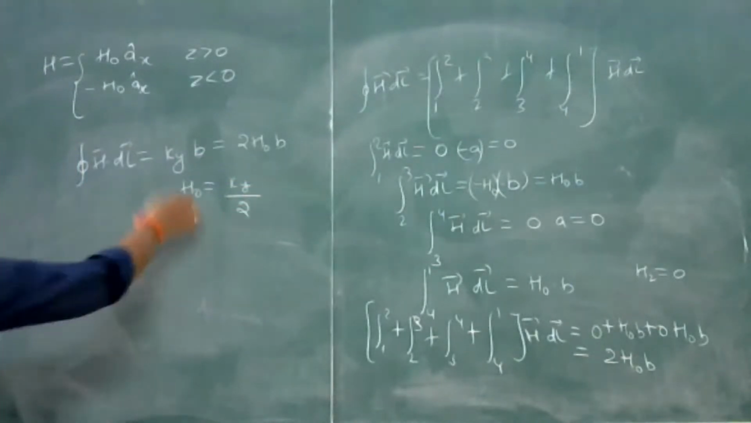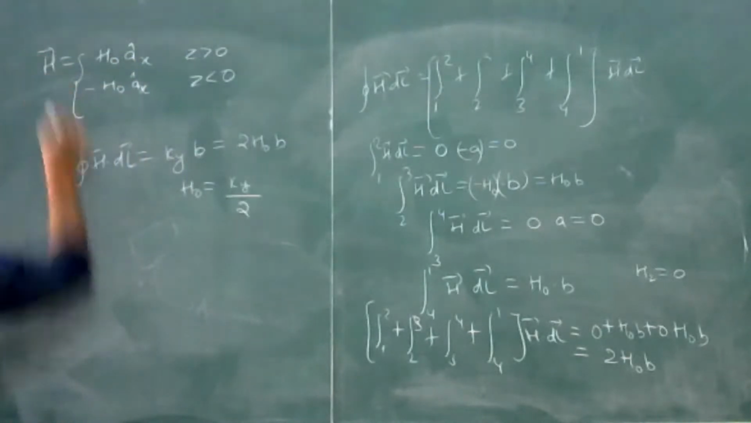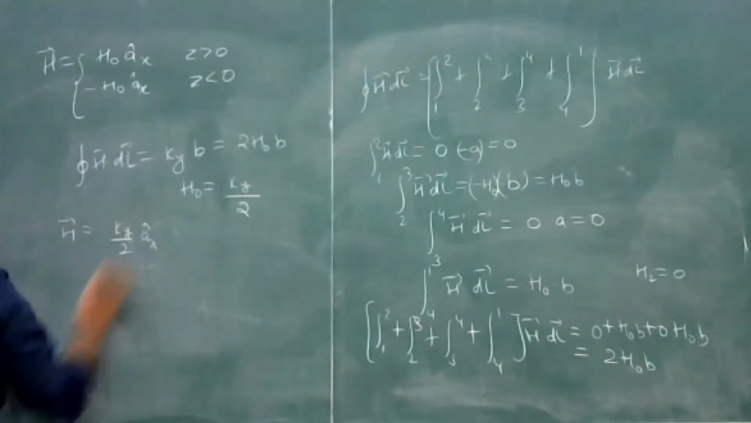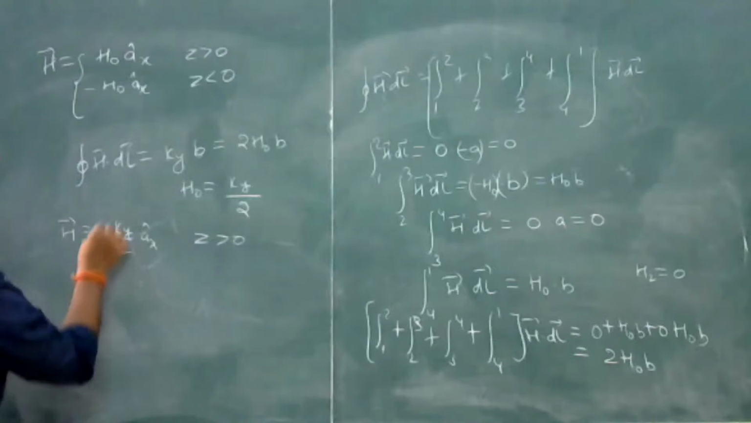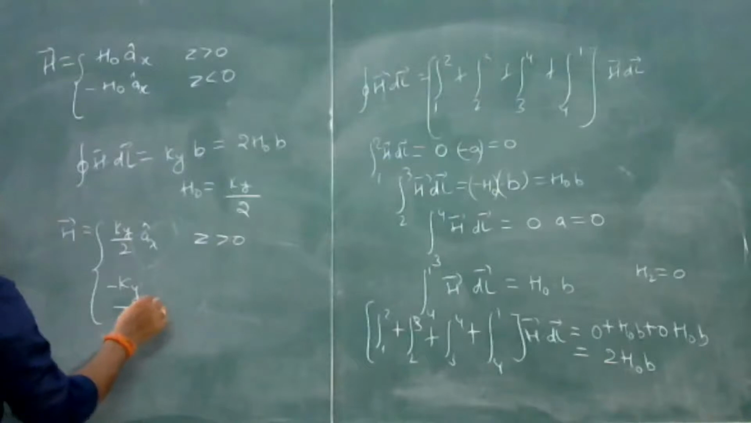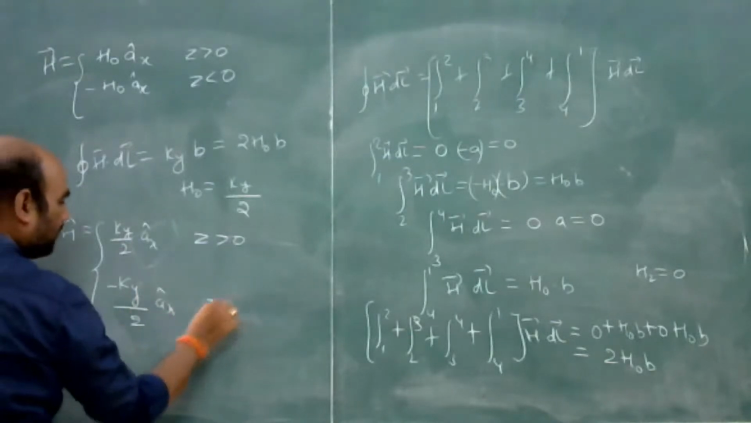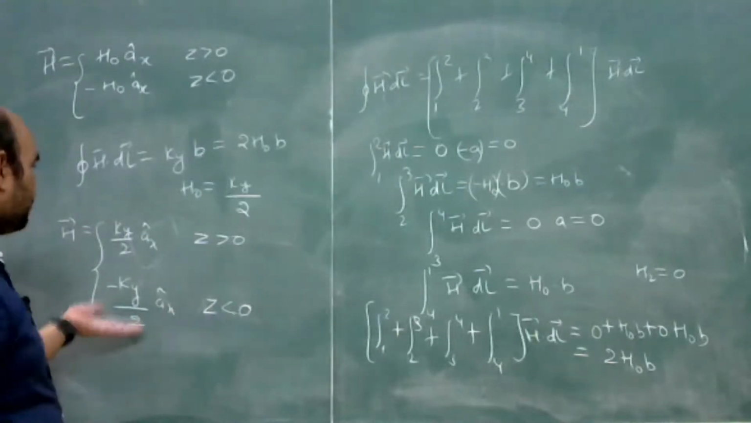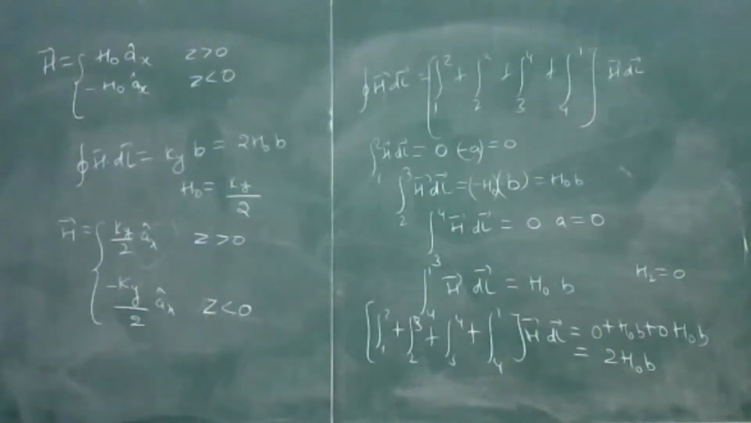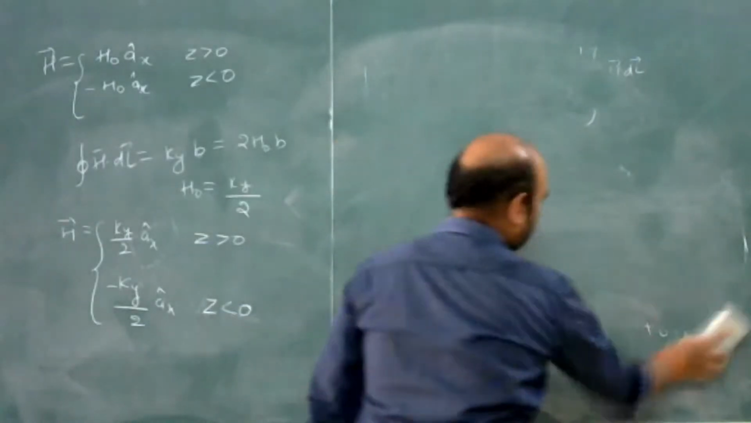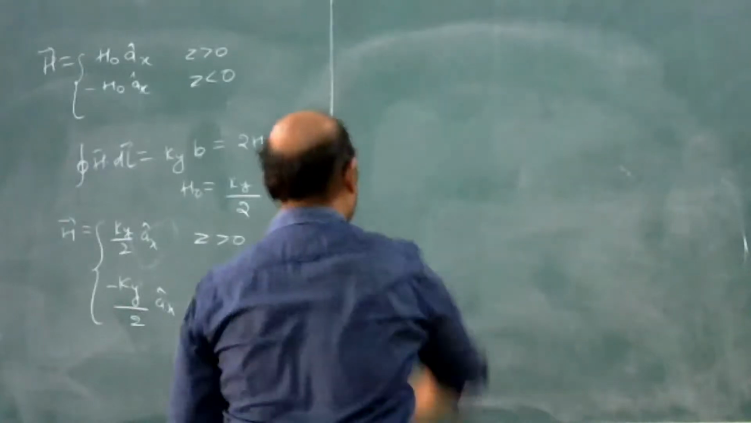So substitute here. You will get vector H is equal to Ky by 2 ax when z is greater than 0, and minus Ky by 2 ax when z is less than 0. When z is less than 0, it is negative; when z is greater than 0, it is positive. Now we have to write the general formula for the value of H.